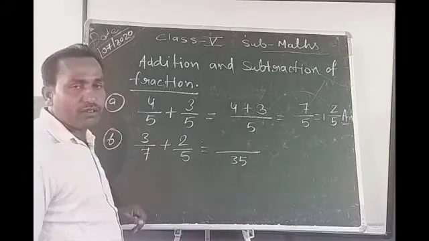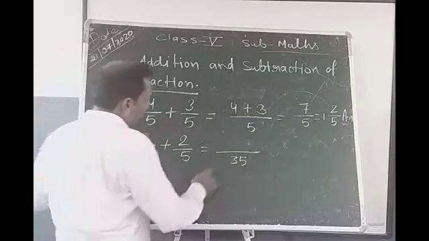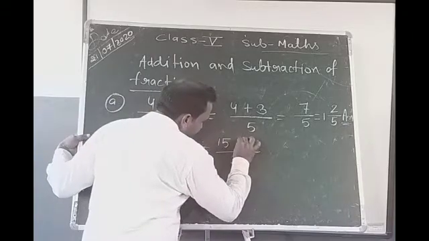5 threes are 15. So you write 15 on top. And again you give the plus sign.